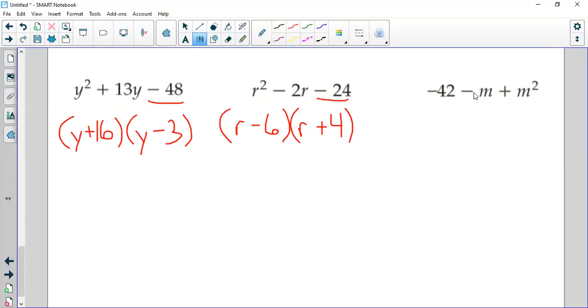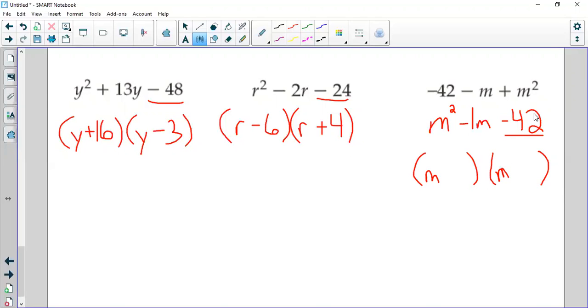Last one, written out of order, I'm going to rewrite it. m squared minus m minus 42. Take a look at that b term. What's the b value in this problem? The b value is 1. This is the easiest one, also the trickiest one. All right. My c value is a negative 42. So I know I'm going to subtract to make the b value. I'll fill in my m's.